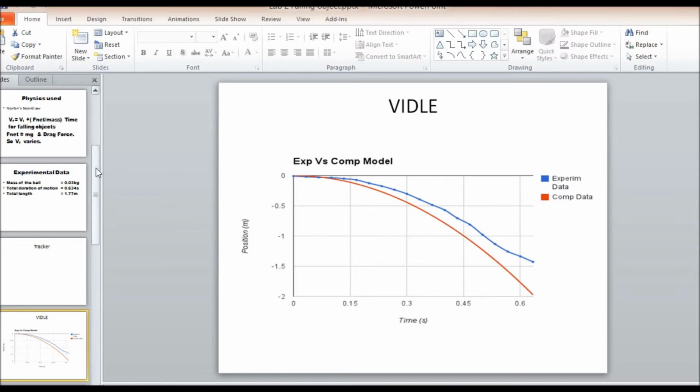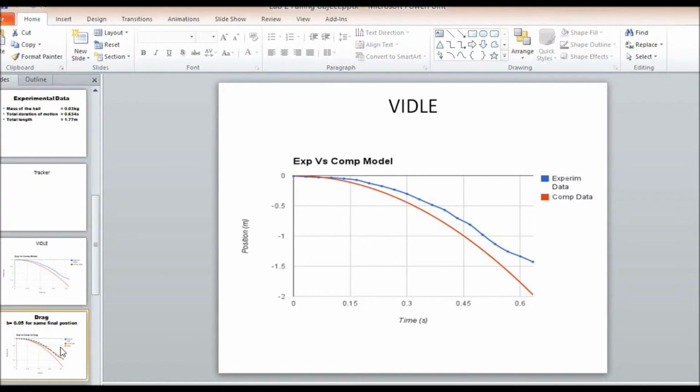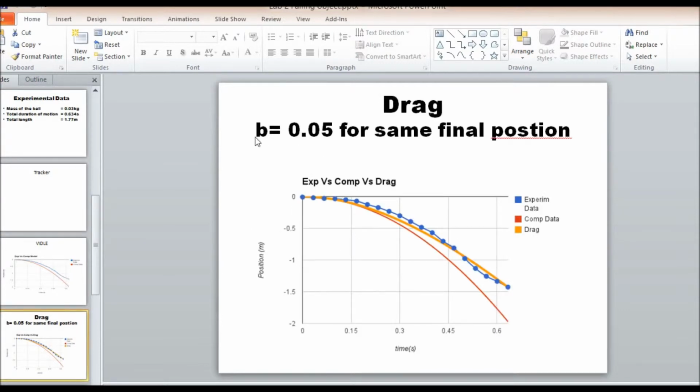So I inputted the drag in the computer model, for which the drag constant I use is 0.05, so that the final position of the computer model as well as the experimental model is the same. As we can see in the graph also, there are a few points which I got the same in the computer model and the experimental model, but other than that there is a big variation in the experimental data.